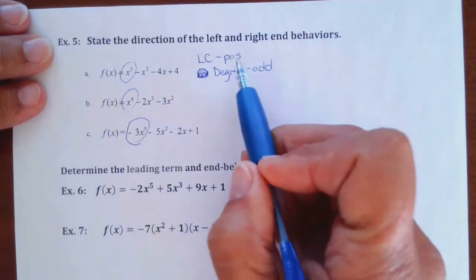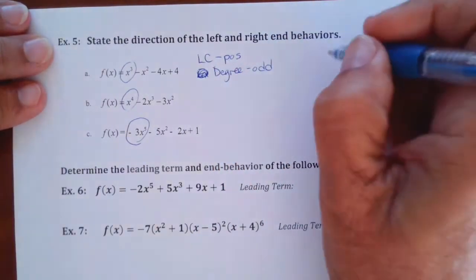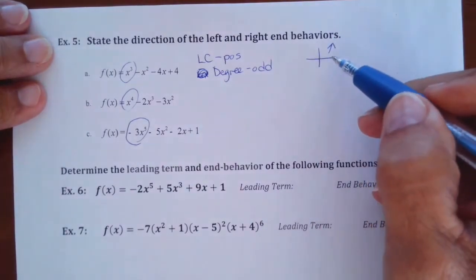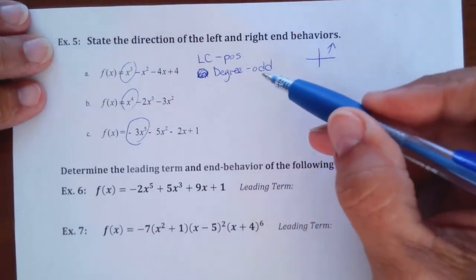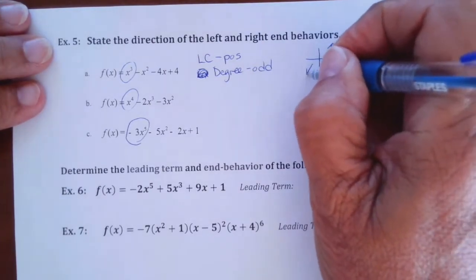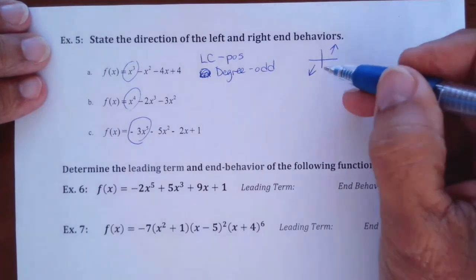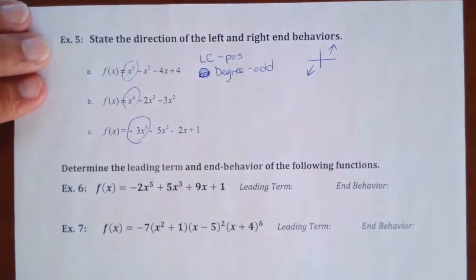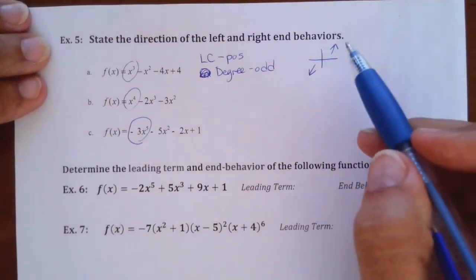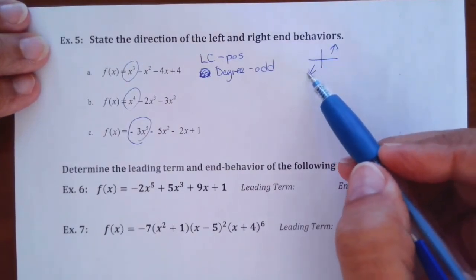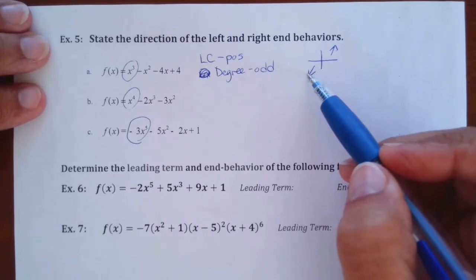All right, so positive coefficient means right side goes up. So I draw an arrow on the right side going up. And since the degree is odd, that means this other side's going to do the opposite thing. So this would be right side up, left side down. Again, in Hawks, this would be going to positive infinity, the right side. The left side would be going to negative infinity.